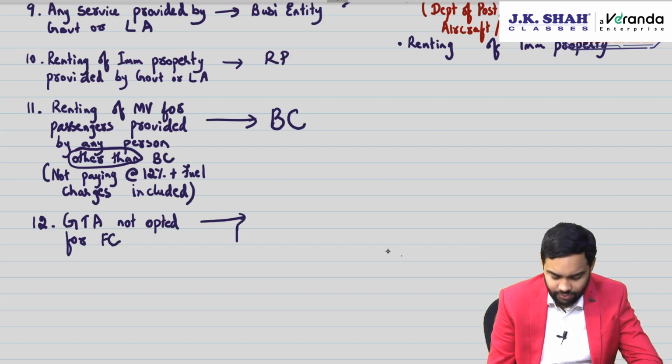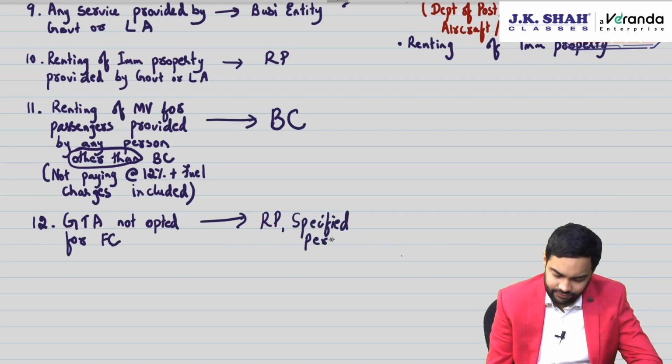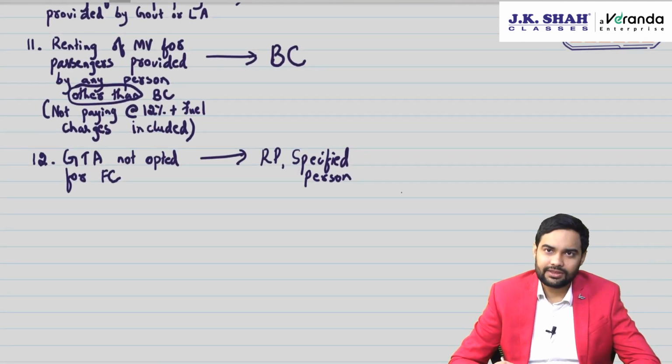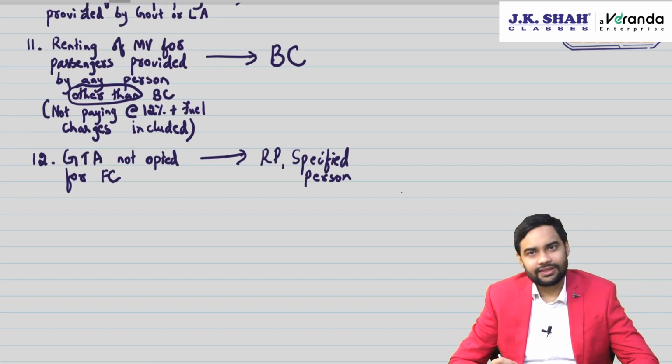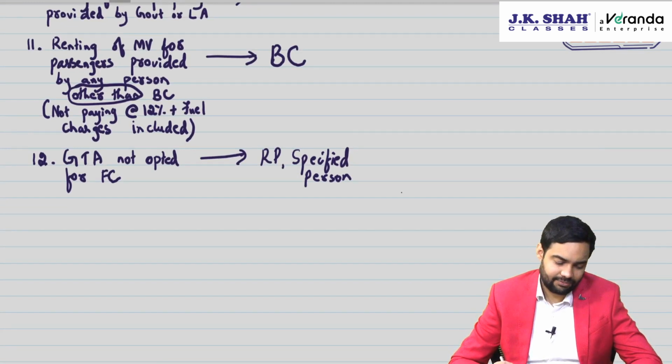Then if he is providing service to a registered person or specified person. Who is a specified person, sir? Factory, society, cooperative society, partnership firm, body corporate, casual taxable person. If these specified persons are there, then the specified persons have to pay tax under RCM.